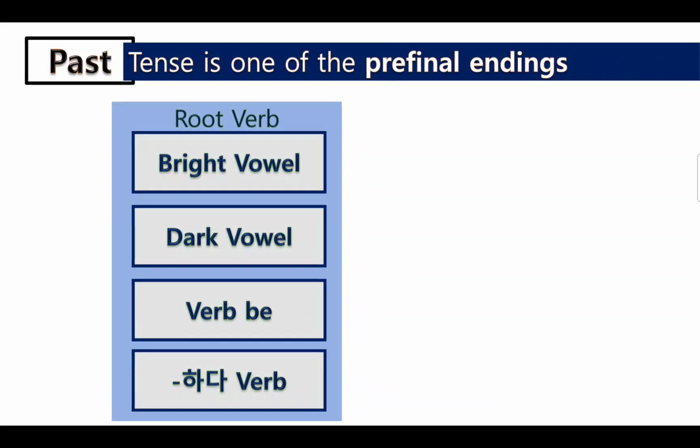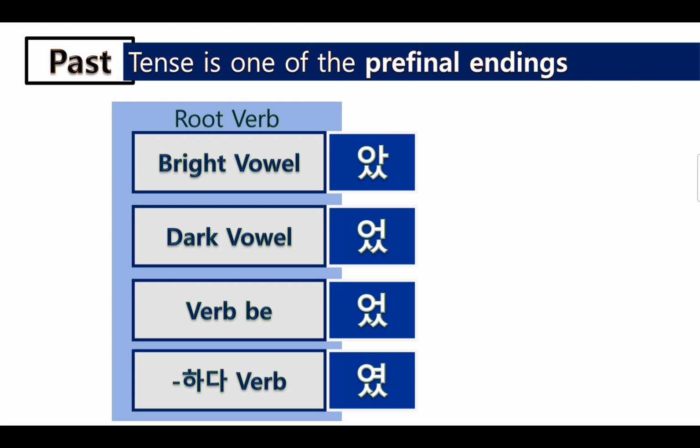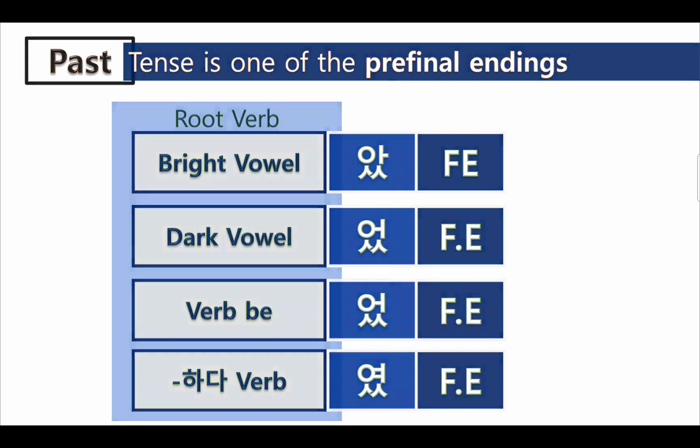How about past tense? At. When the root verb has a bright vowel, at; dark vowel, et. These are past tense. And verb be is also a bright vowel. That's why we use at. And for the hada verb, yat. So in Korean, past tense has three forms: at, et, yat. And later, yat changes to het. And what shall we put behind at? We need final endings, right? We need final endings behind that.